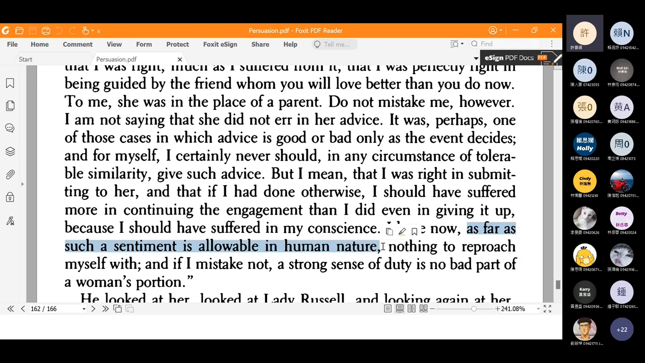And she adds this to be humble. Of course, if you're a Christian, everybody is guilty because of original sin. So she says, as far as such a sentiment is allowable in human nature. 若说人某种程度能够没有任何的内疚，那我现在就是没有内疚。So this means that she's ignoring original sin, that kind of thing. And if I mistake not, so if I'm not wrong, a strong sense of duty, 责任感, is no bad part of a woman's portion. So it's also a sign of a good woman to do what she should do. And one of the things that anyone should do is to follow your parents. So because of this reason, she thinks it was still the good choice to follow Lady Russell's bad advice.